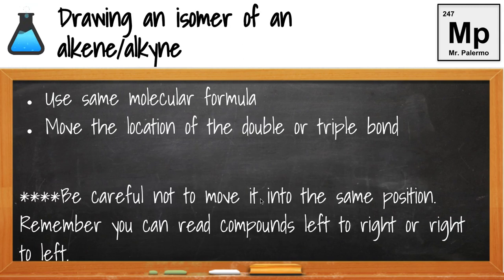So now let's look at drawing an isomer of these alkene or alkynes. So we're going to use the same molecular formula as we did earlier with the alkanes, but in this case we're going to move the location of the double or the triple bond. Again, be careful not to move it into the same position on the other side of the molecule. Remember, you can read compounds left to right or right to left.